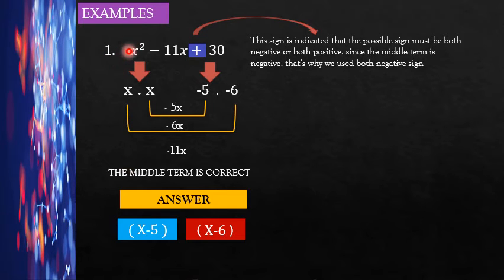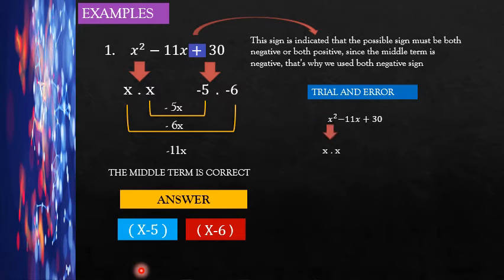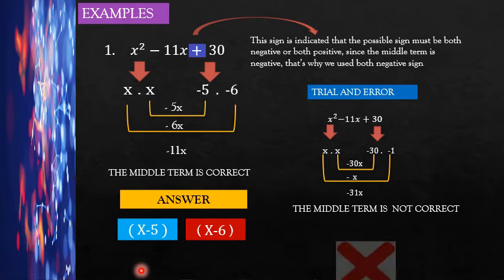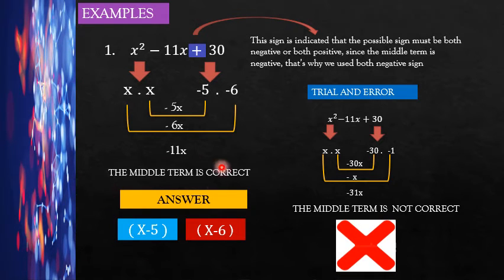Okay, look at it. So this letter a is equal to 1. So even we can change the number here. The 5 goes here and the 6 goes here. That is the same because it's the same answer. x minus 6, x minus 5. So there's no problem about it. For trial and error, as you can see the trial and error here, you test the other factor, but the middle term is not correct. So that's it. So it means this is correct.